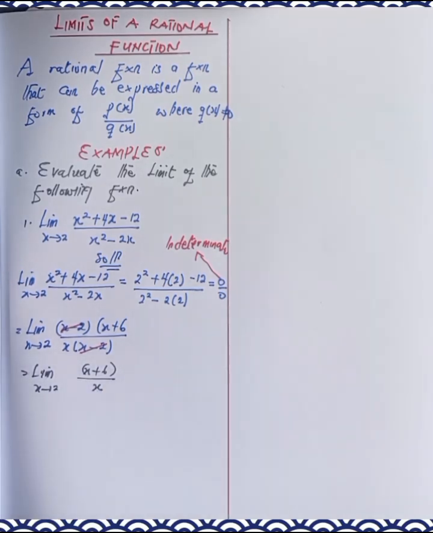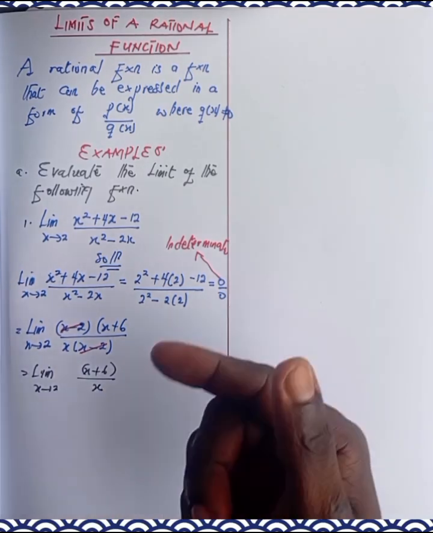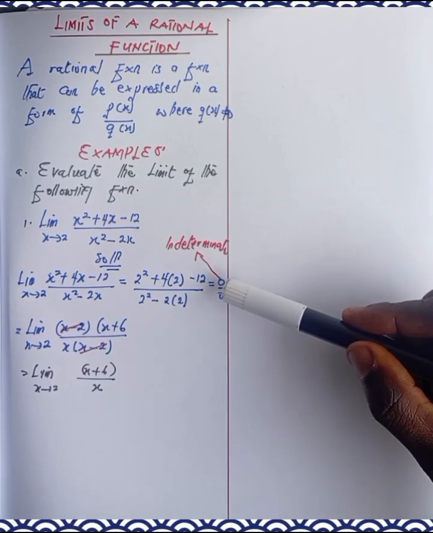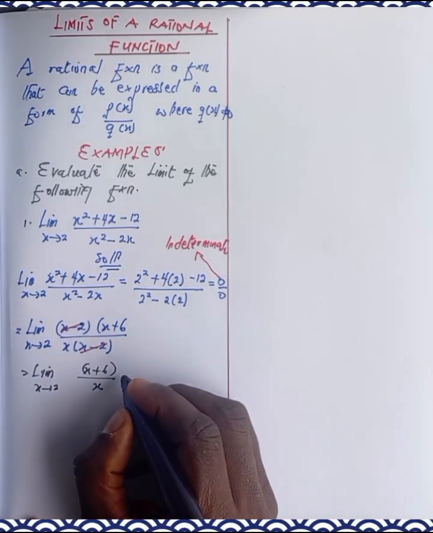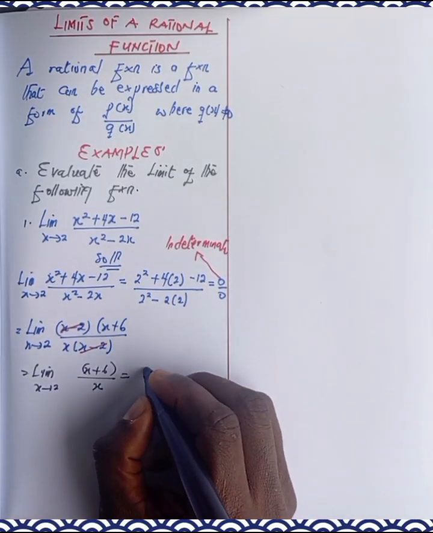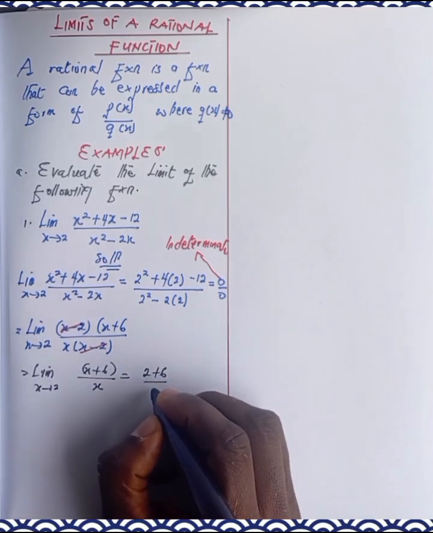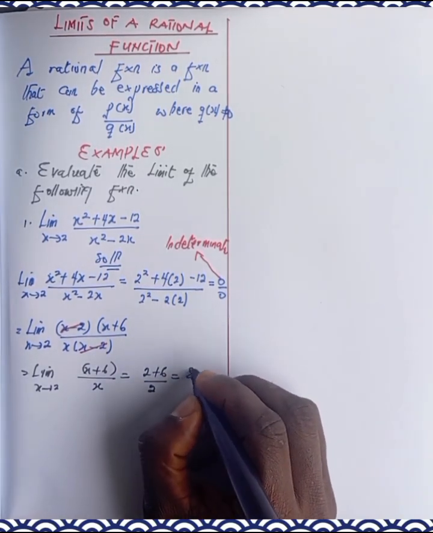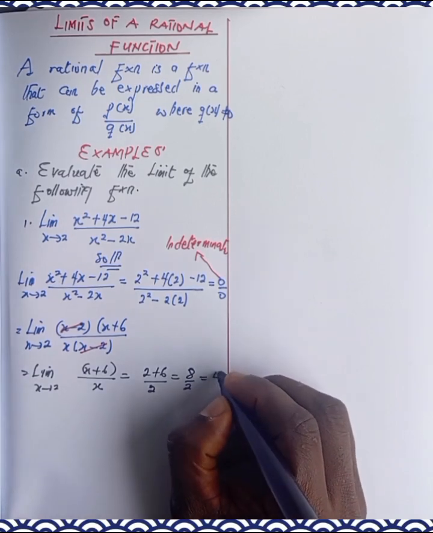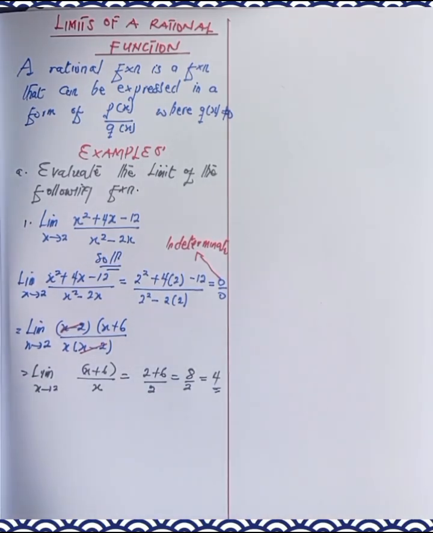Now from here we can take the limit, because when you take the limit we are not going to get the indeterminate form. So at the end we are going to get 2 plus 6 all over 2, and this is giving us 8 over 2, and finally we are having 4, and this is the limit of the function.